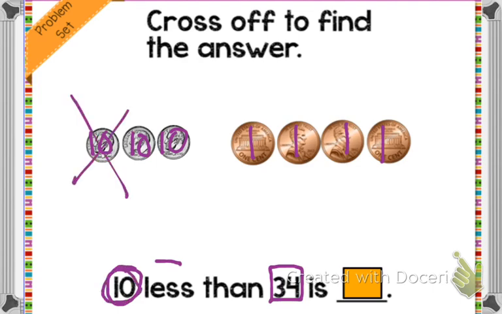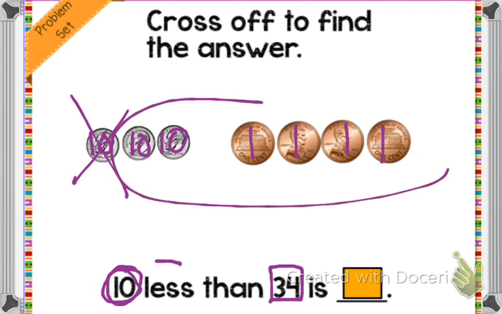So I'm going to put X on my 10, and this is what's left. Now I'm going to count it. 10, 20, 21, 22, 23, 24. So 10 less than 34 is 24.